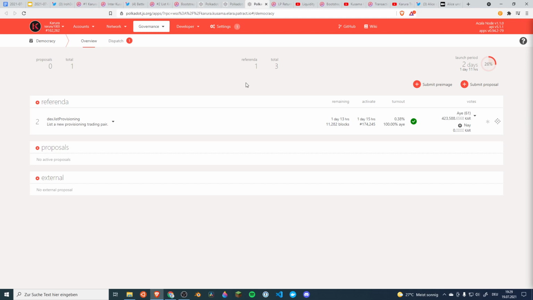If you actually want to participate in the voting, you can also do this in the Karura portal in the governance tab under democracy.